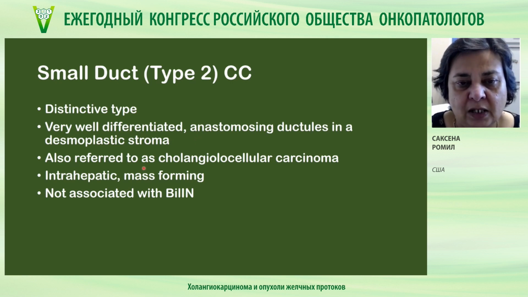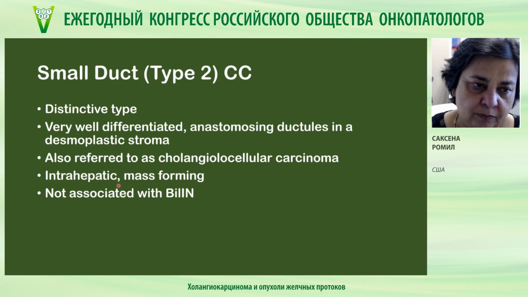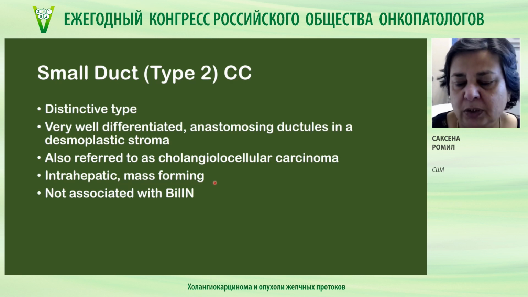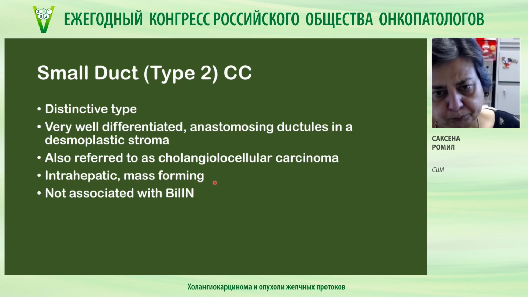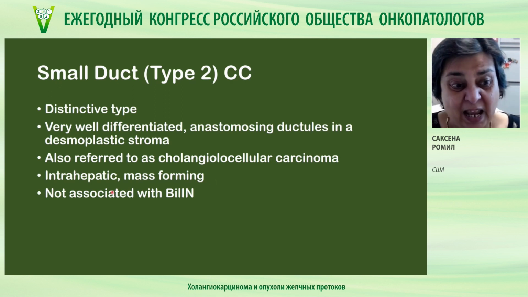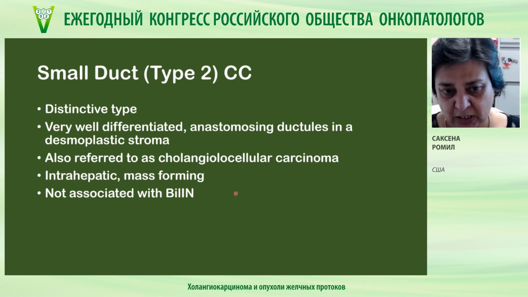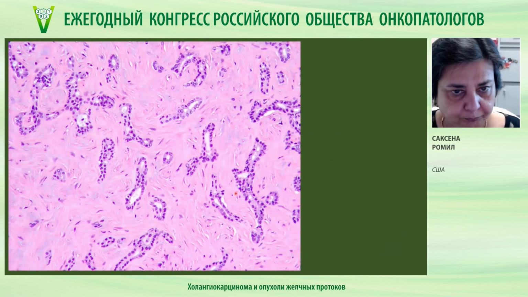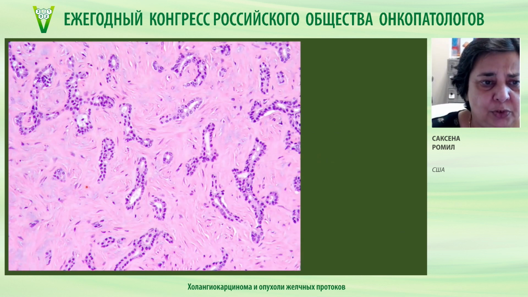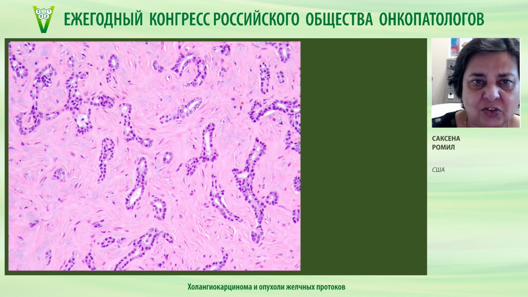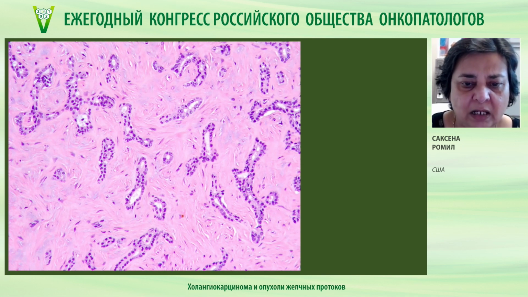Also referred to as cholangiocellular carcinoma. Usually it is found as an intrahepatic lesion, not so much as a distal or a perihilar lesion. It is usually mass forming, so it doesn't grow in a peri-ductal or intraductal pattern. And it is not associated with a precursor lesion of BilIN. And this is just a high power view to show you the type 2 small duct type of cholangiocarcinoma. These very well differentiated ductules with this anastomosing pattern in this very hyalinized stroma.